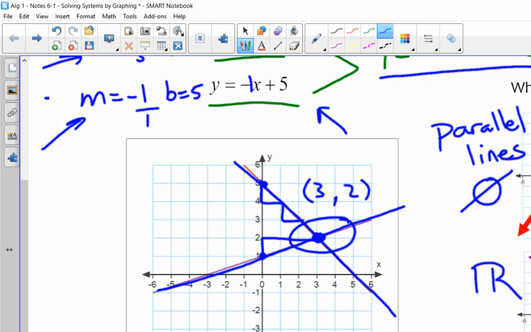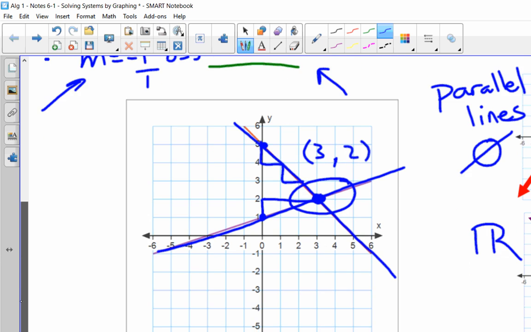So no intersection is parallel lines. Parallel lines have no solution, and lines that intersect in multiple points are going to sit on top of each other, so they have basically infinite solutions. Make sure you really look at that and study that, because those are things that show up once in a while. You need to know what the answer will be.